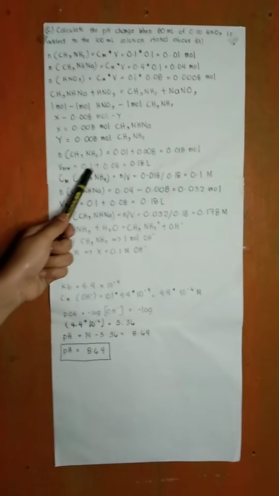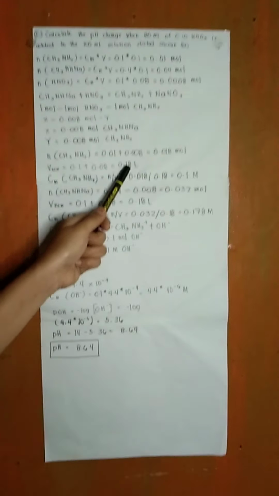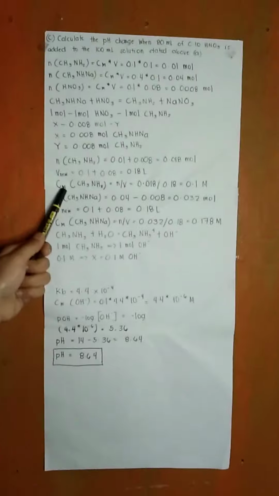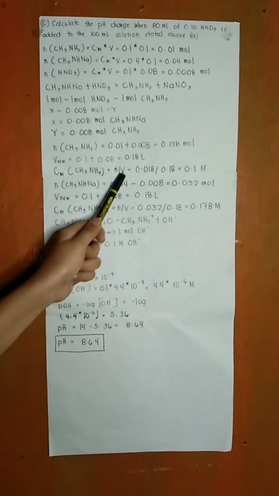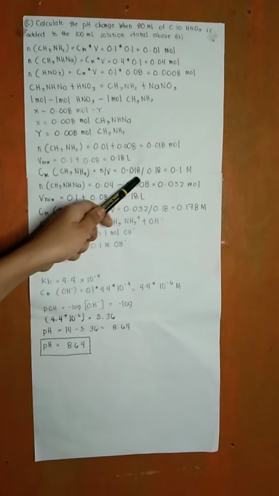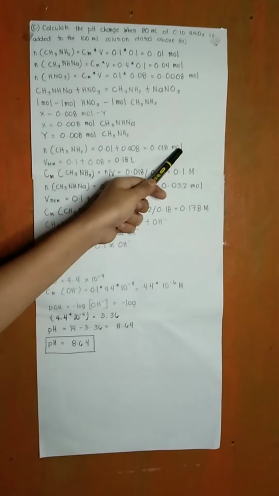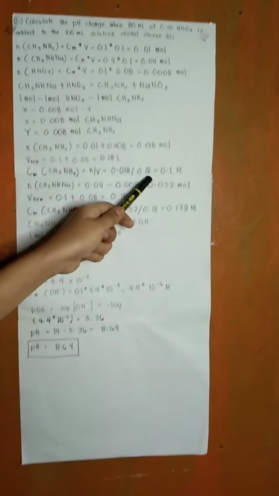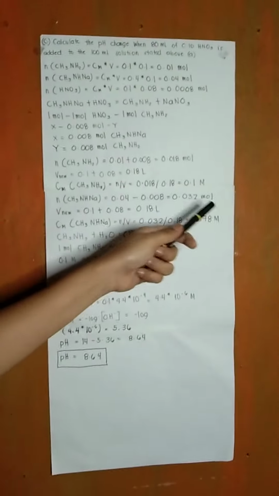V new equals 0.1 plus 0.08 equals 0.18 liter. Cm of CH3NH2 equals N divided by V equals 0.018 divided by 0.18, and we get 0.1 molarity.